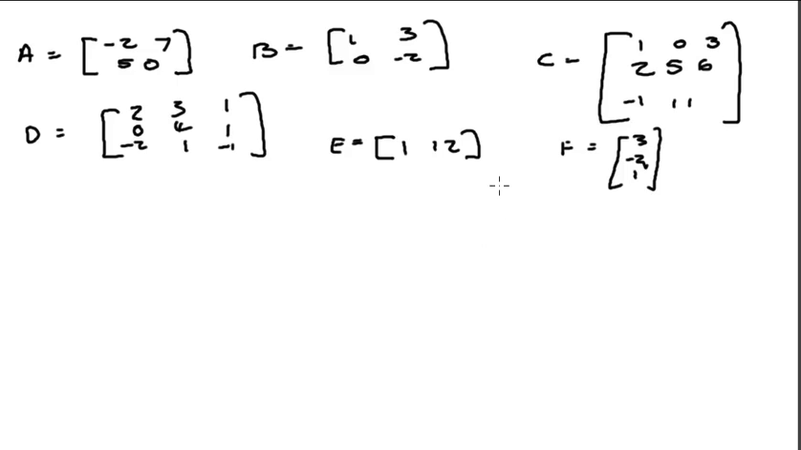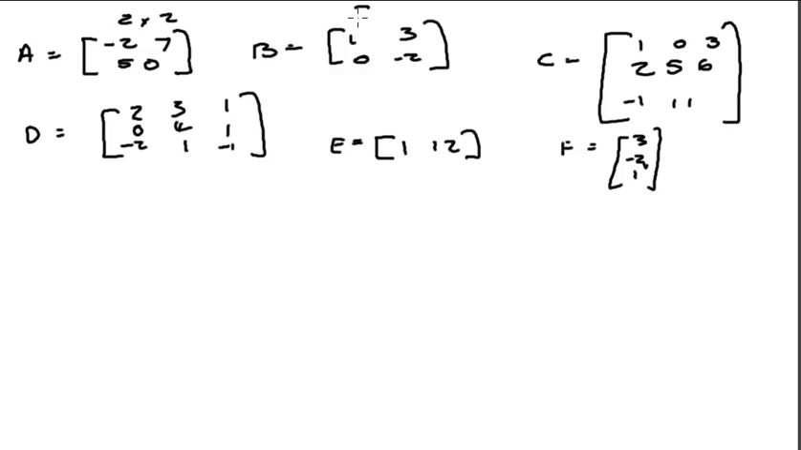Basic matrix operations. Here we have 6 different matrices. You talk about the dimensions of the matrix in terms of the number of rows and number of columns it has. And you say the dimensions with rows first and columns second. So this matrix has 2 rows and 2 columns, so it's a 2 by 2 matrix.